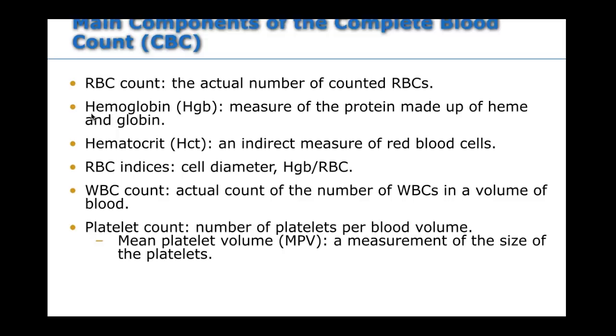When you do your RBC indices, that is looking at different types of anemia. And to tell you the truth, we're not going to get into much detail on the different types of anemia. We are going to talk about iron-deficiency anemia because it's the most common, and sickle cell anemia. There are many other types of anemia, depending on which of the RBC indices is affected, so we're just going to touch on those two. White blood cell count we talked about.